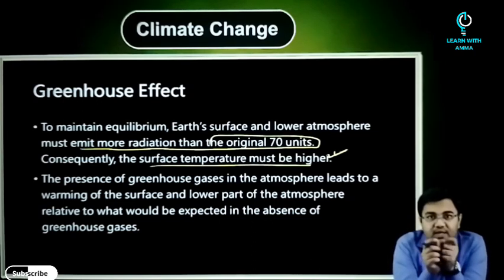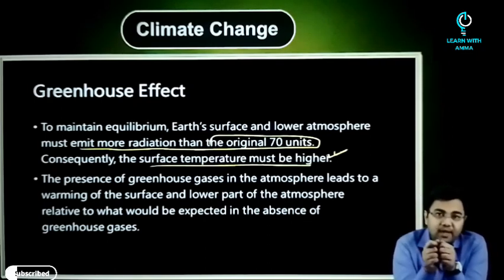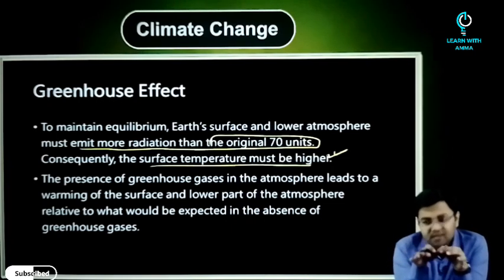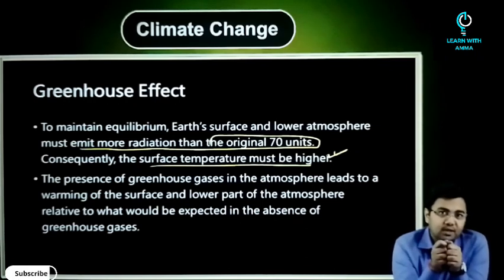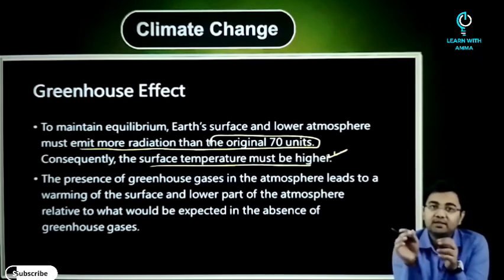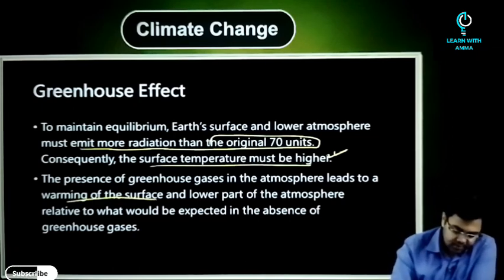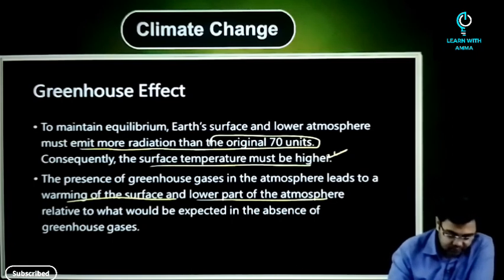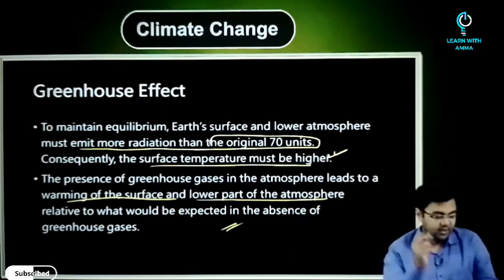The presence of greenhouse gases in the atmosphere leads to warming of the surface and lower part of the atmosphere. And also in the upper part of the atmosphere, there will be a relatively cooling effect relative to what is expected in the absence of greenhouse gases. So it leads to the warming of the surface and the lower part of the atmosphere relative to what would be expected in the absence of greenhouse gases.